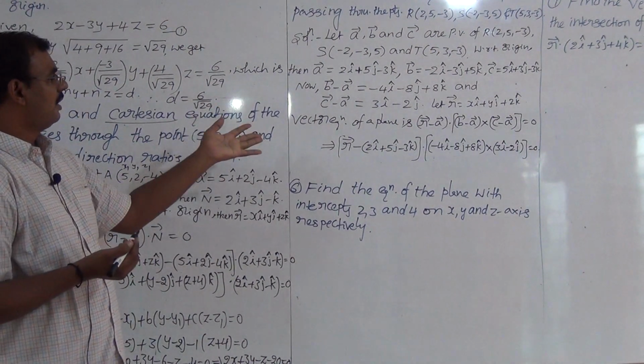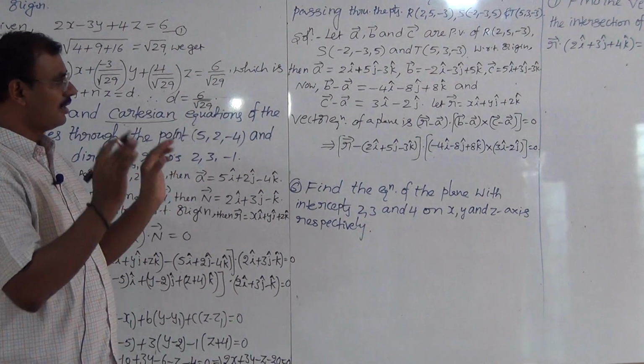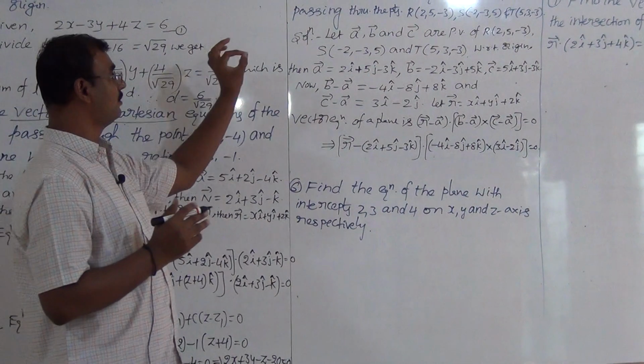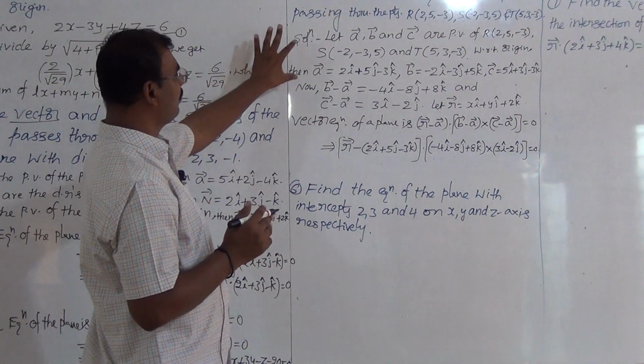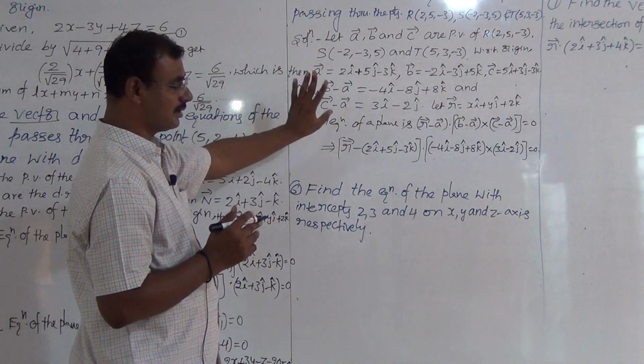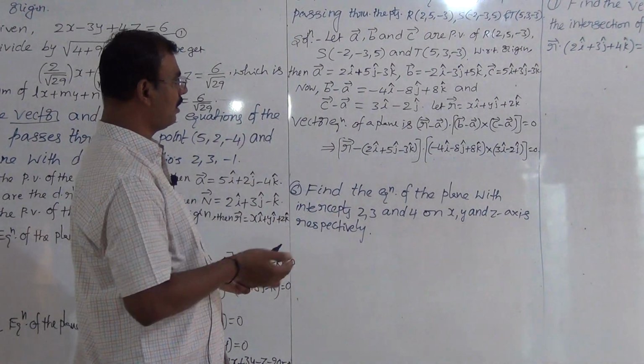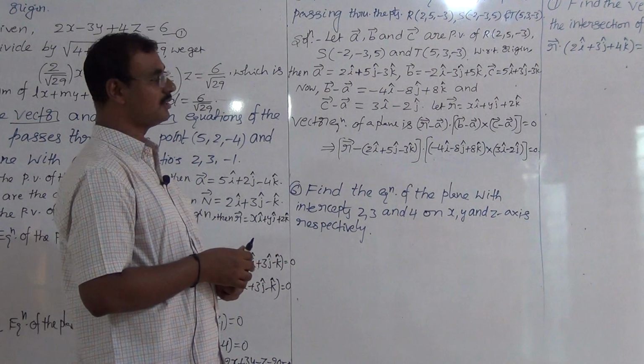If the Cartesian form is given, apply the determinant. Generally that is what is important, from my point of view. Remember, if the vector form is given for 2 marks, do it like this only: (r bar minus a bar) dot (b bar minus a bar) cross (c bar minus a bar) is equal to 0.